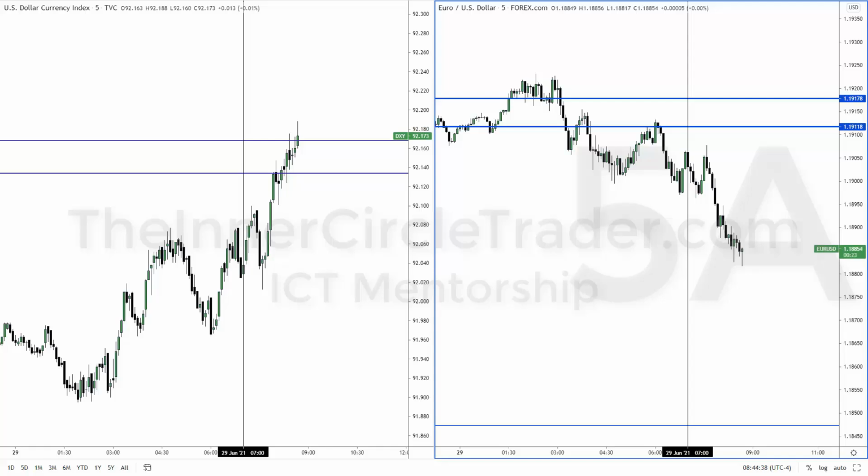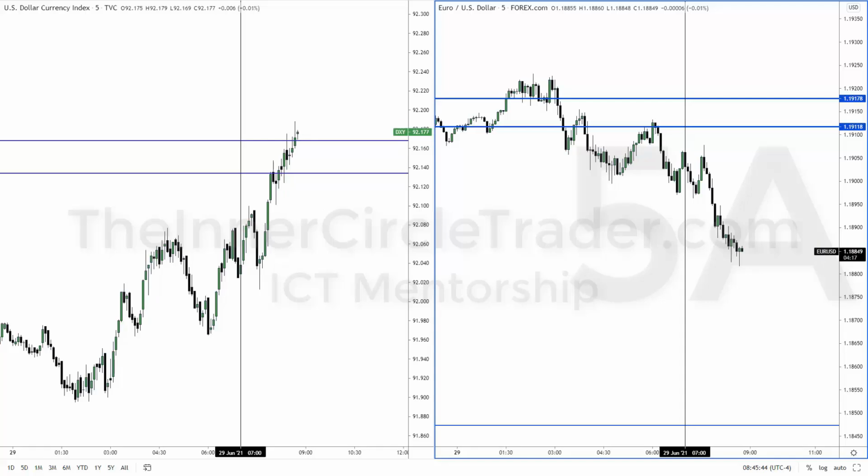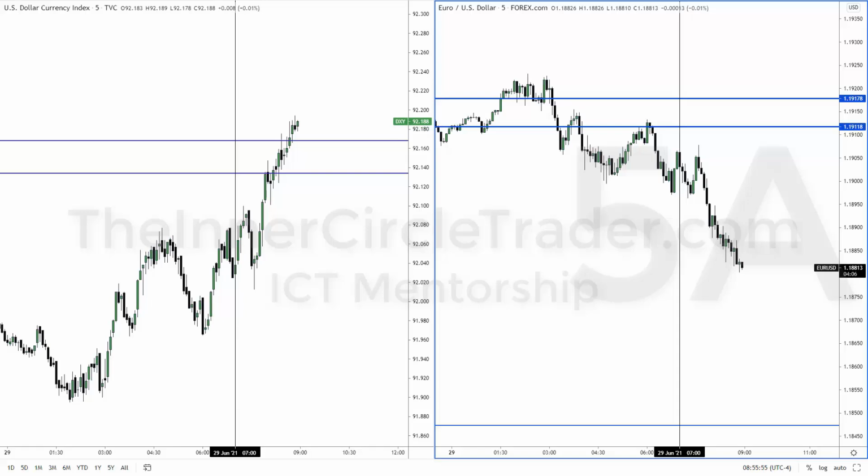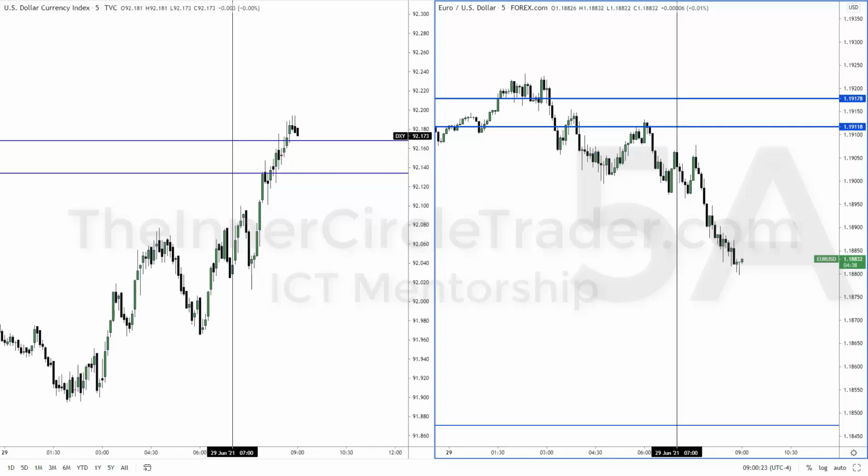You have also the element of buy side liquidity above the old high on the hourly chart as well on the dollar index. So we're just trading just shy of the 92.20 level on dollar index. So notice we have the sell side imbalance, buy side inefficiency on the hourly for dollar, but the market still tries to gravitate towards that institutional 92.20 level.